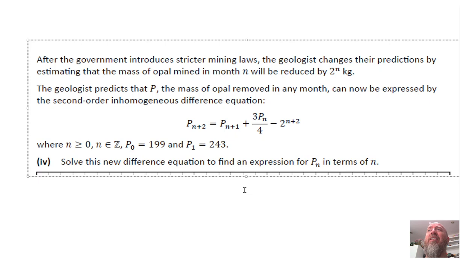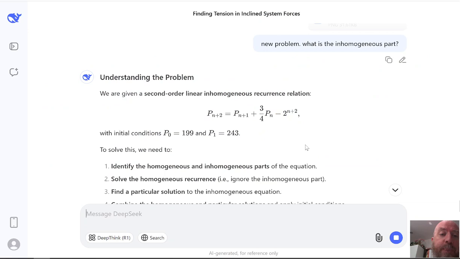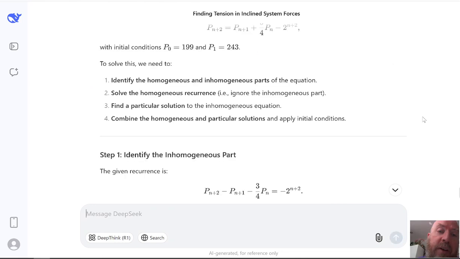Okay. Well, I was going too far. Okay. We are given a second order linear inhomogeneous recurrence relation. Recurrence relation is another word for difference equation, so it depends what your teacher has called them. We need to identify the homogeneous and inhomogeneous parts, solve the homogeneous, find a particular solution, combine the homogeneous and particular, and apply initial conditions. So that's really nicely laid out. There's just 4 things we need to do.